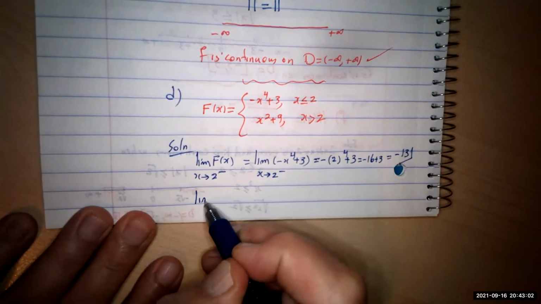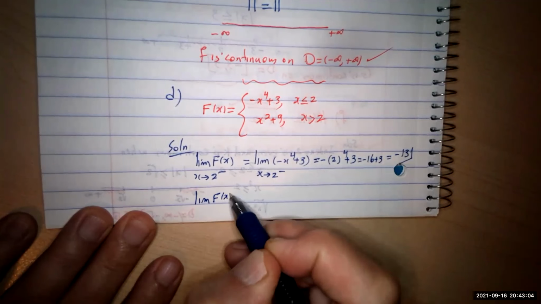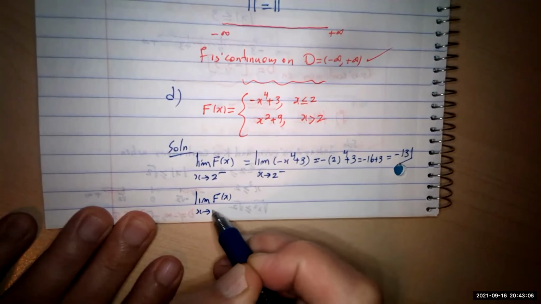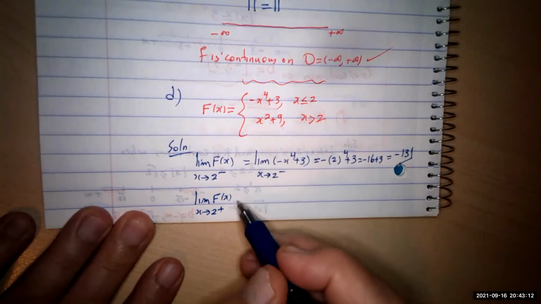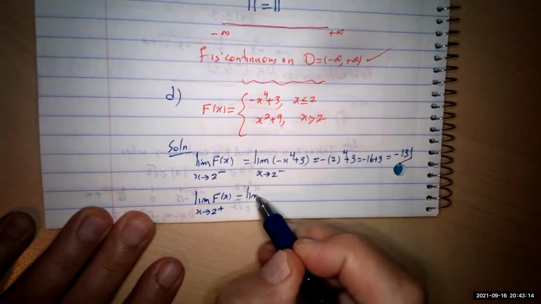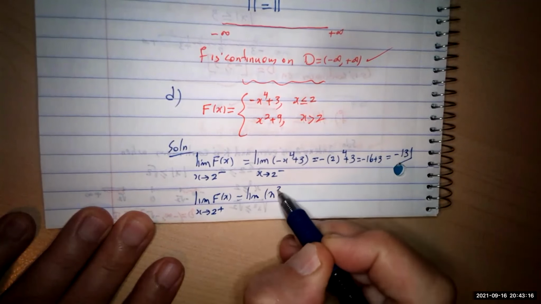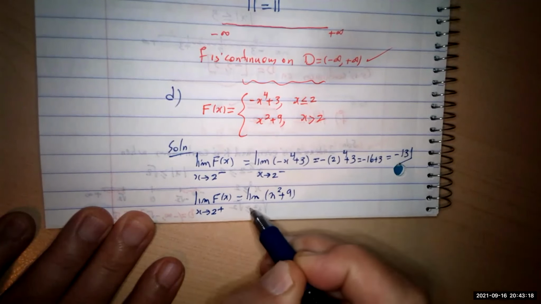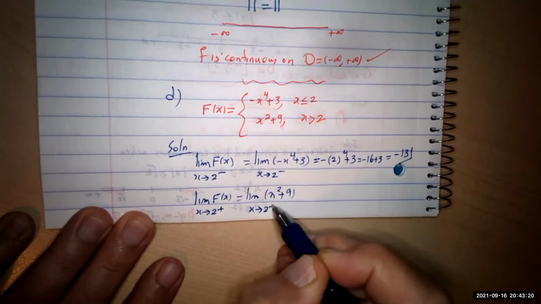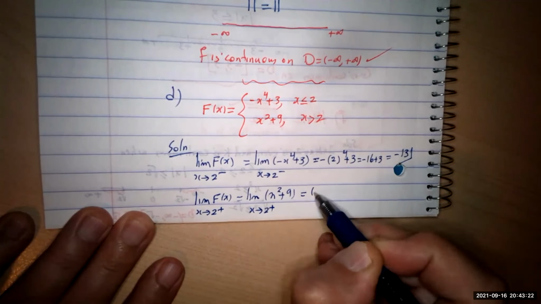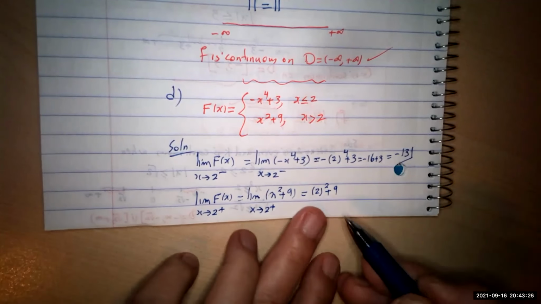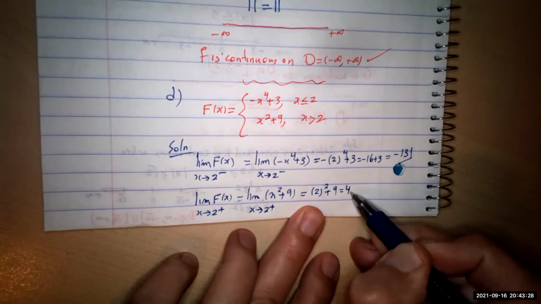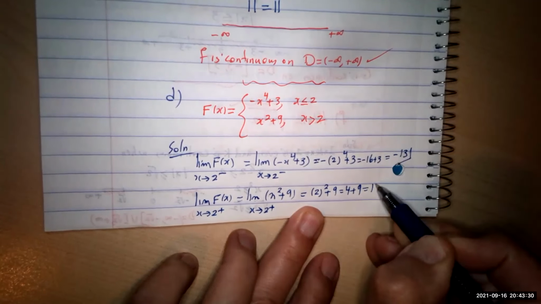The limit of the other side, limit of f of x, x goes to 2 positive now. 2 positive means x is greater than 2, so this is the function. So it's going to be the limit of x squared plus 9 when x goes to 2 positive. Substitute, the number is 2. 2 squared plus 9, 2 squared would be 4. 4 and 9 would be 13. You see?